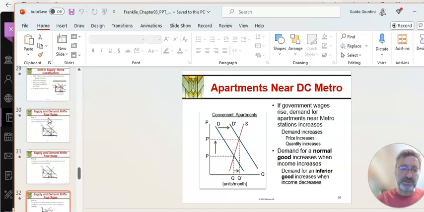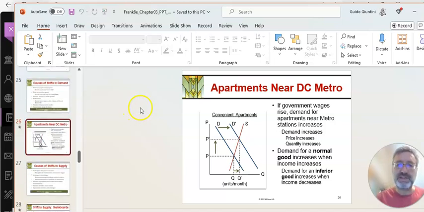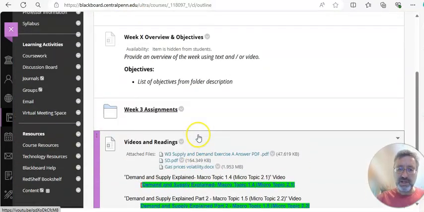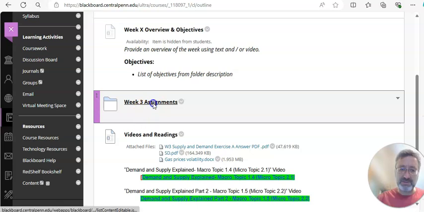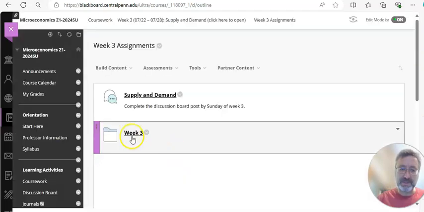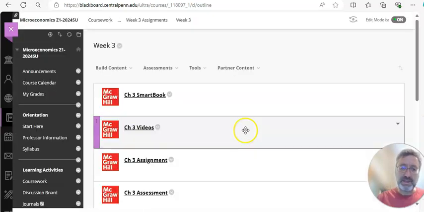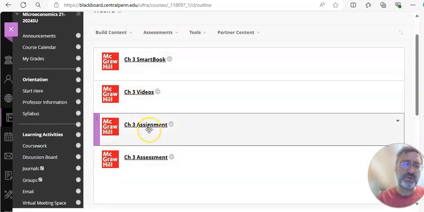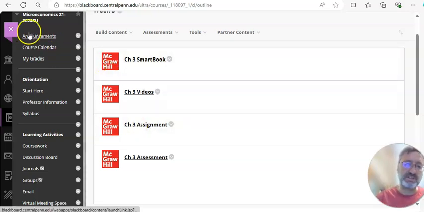Okay, so you read the chapter, and after you read the chapter and watch the videos, you should be ready to analyze the supply and demand model for your discussion board. So going back here to Blackboard, what you see here is assignments. When you go to assignments for week 3, here is all the Connect assignments. You simply click on them, do them. It shouldn't take super long, but first you really need to read the chapter because this is an important one.